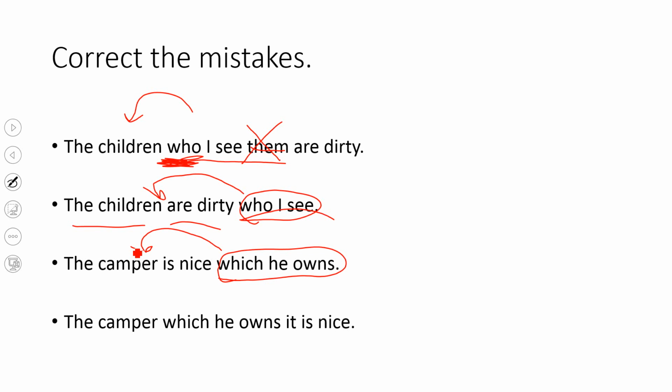And the last example, the camper which he owns it is nice. The problem is I have camper and it. It needs to go away because it gets replaced by which. The camper which he owns is nice.